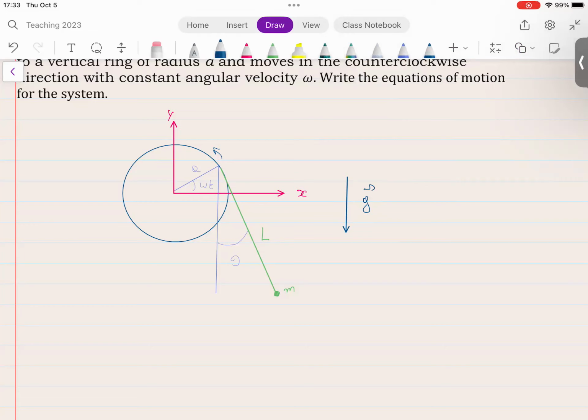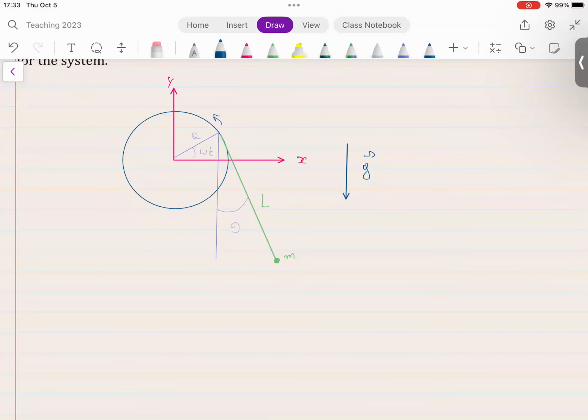Okay, now we hopefully have everything. Equations of motion. Well, the first thing you have to wonder is how many degrees of freedom the system has. And the answer is maybe not so obvious, maybe it is. The answer is actually 1, theta, the angle.